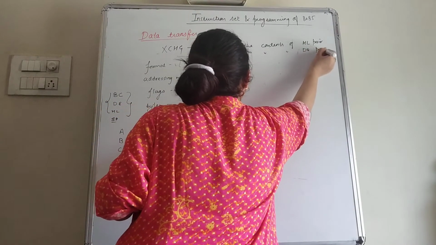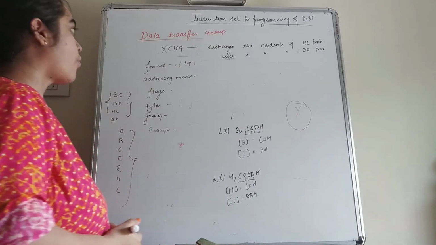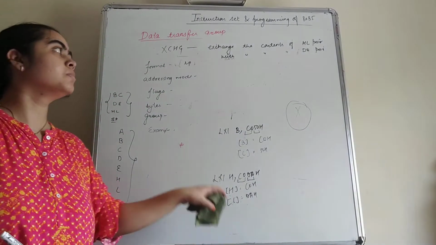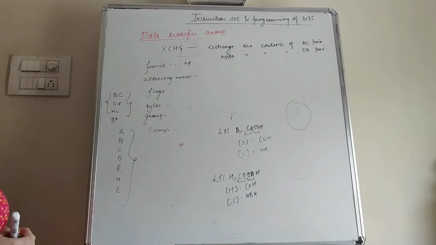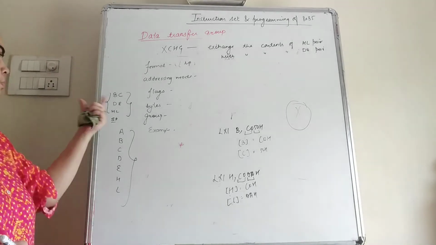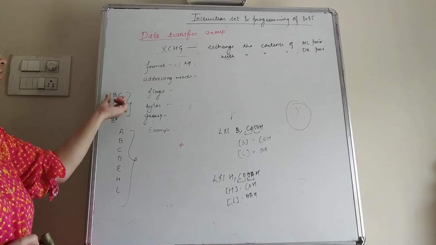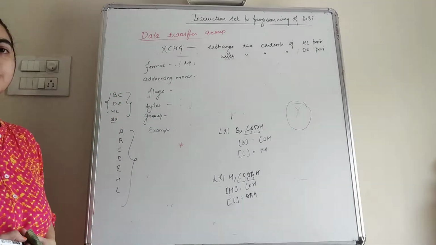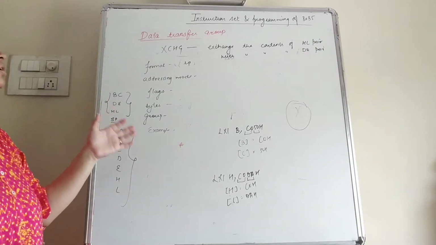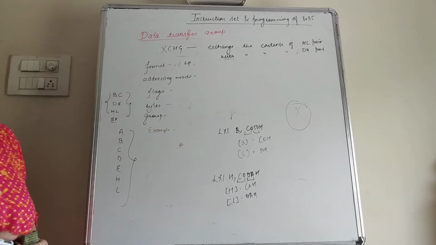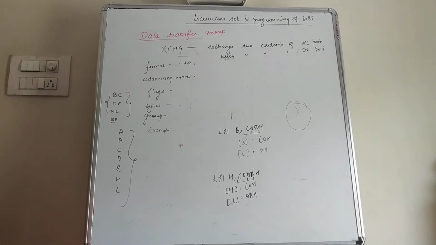Always, while you are writing this instruction, the contents of DE will be replaced with the contents of HL and no other pairs will be used. If you want to exchange the contents of HL with BC, then this instruction won't work. This instruction only works when you want to exchange the contents between HL and DE.